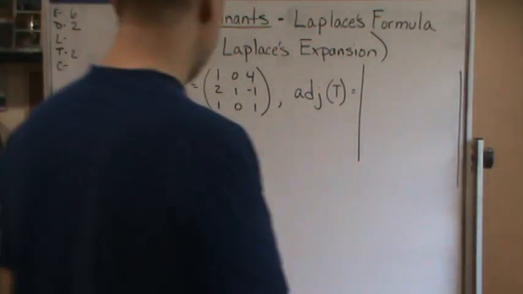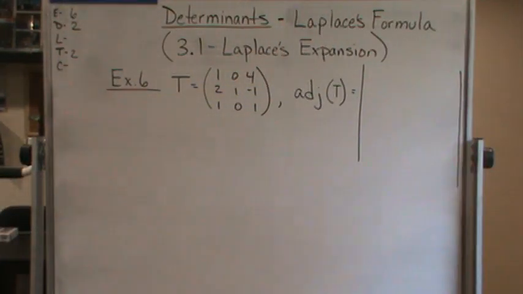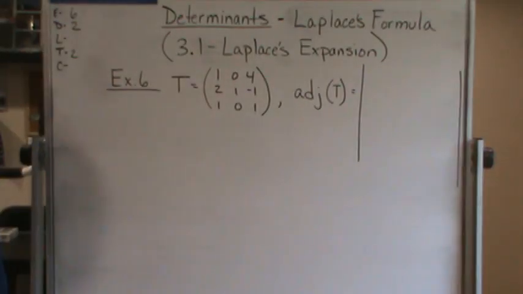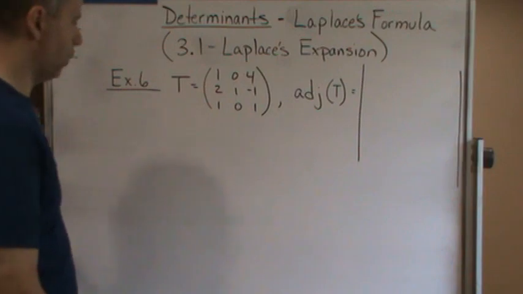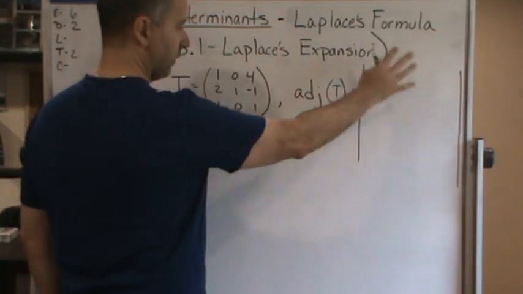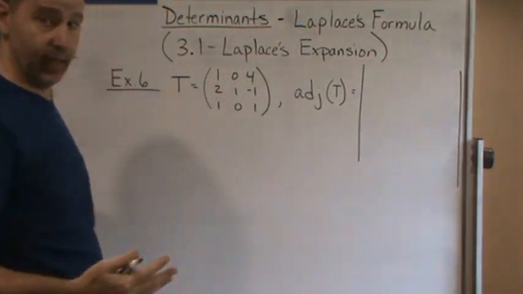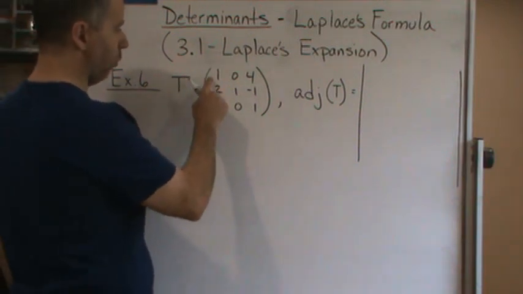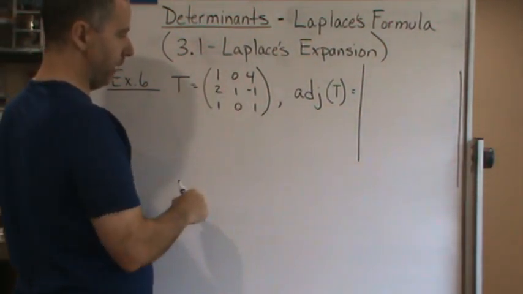All right, let's do this example here. Okay, so example 6. So we're given this matrix T. Now let's first find the adjoint of this. To find the adjoint, we're just going to fill this up with the determinants when we go row by row, entry by entry.